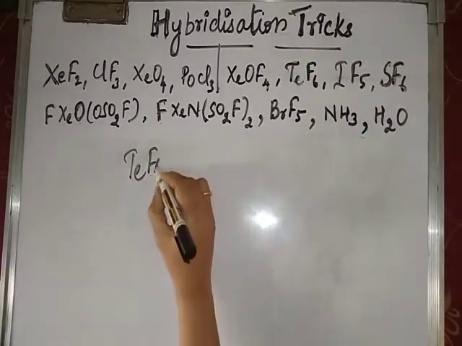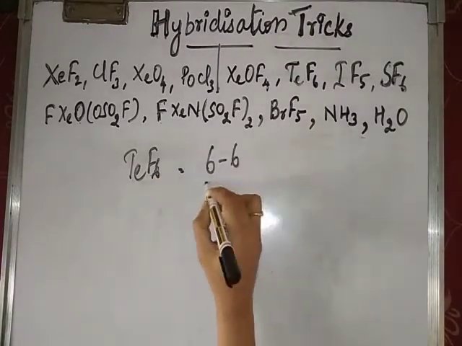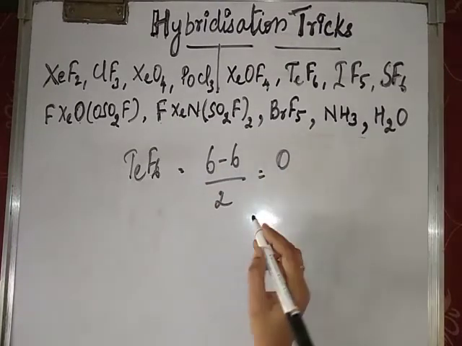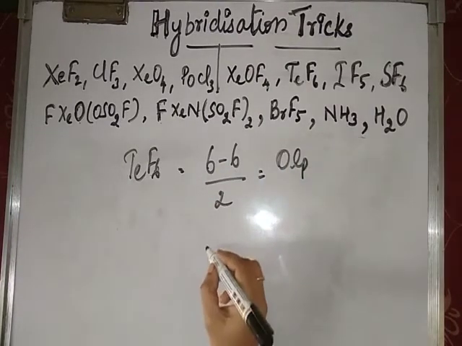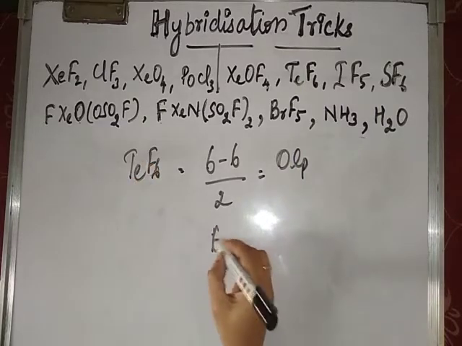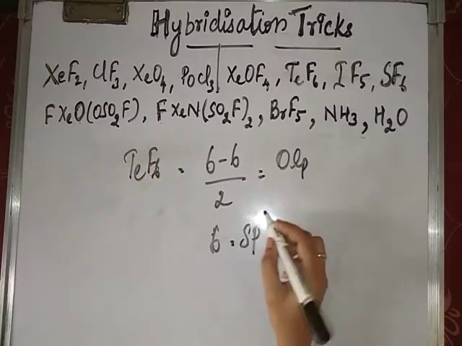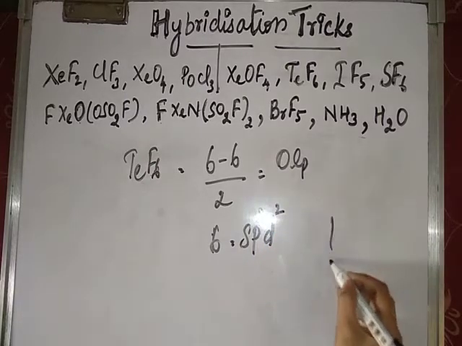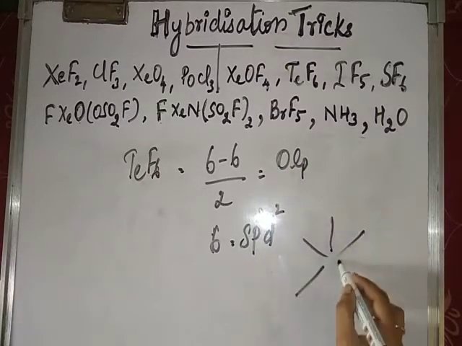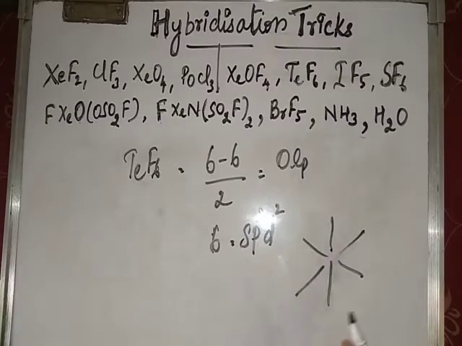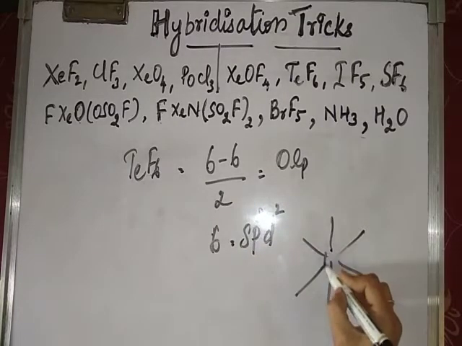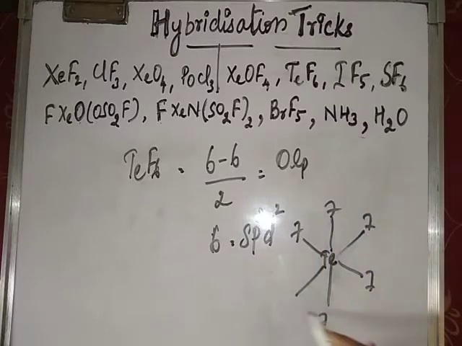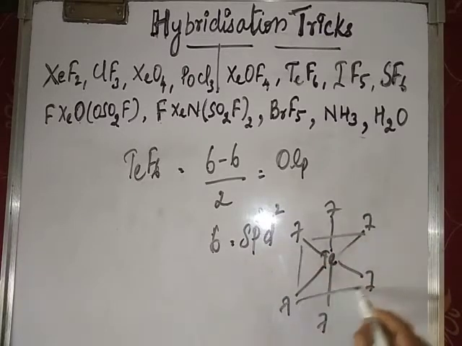According to this, 6 minus 6 divided by 2, so 0 lone pair of electrons, so only 6 bond pairs are there. So 6 means sp3d2, 4, 5, 6, so octahedral geometry. 6 means octahedral geometry. So tellurium will come here, all the F will be here. Okay, like this it should be.